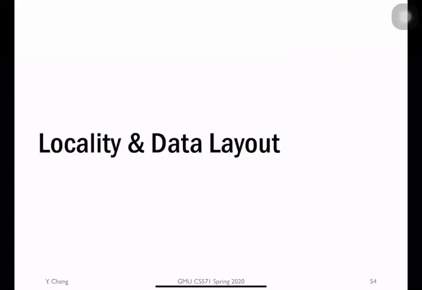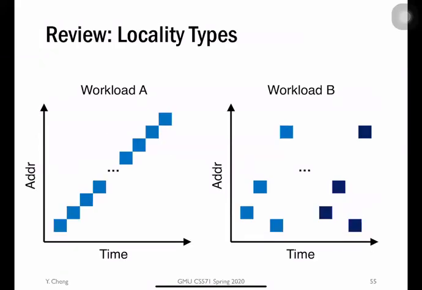So next, let's talk about how different data layout strategies would impact file system performance, assuming the file system is within a mechanical hard disk drive. So recall that when talking about the memory management topic, we studied these 2 different kinds of locality properties. The first one is spatial locality, and the second one is temporal locality.